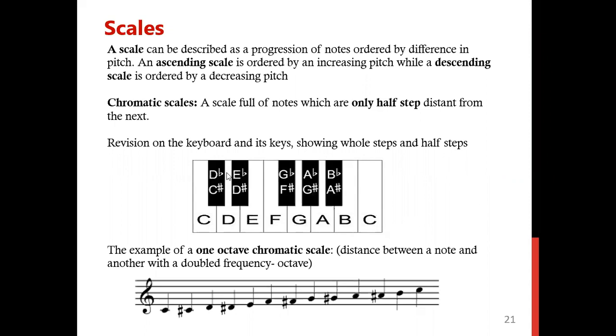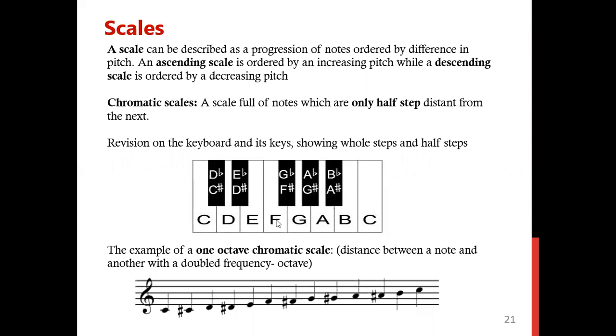So if you move from C to D, it's a whole step. Just in case you've forgotten, let's remind ourselves. If you move from C to D, that's a whole step or a tone. D to E, that's a full tone. E to F, that's a semitone, because you can see there's no black key in between.